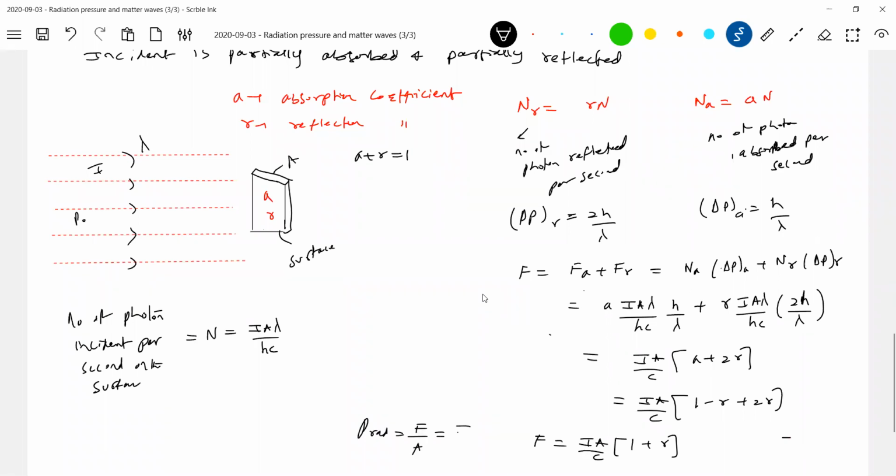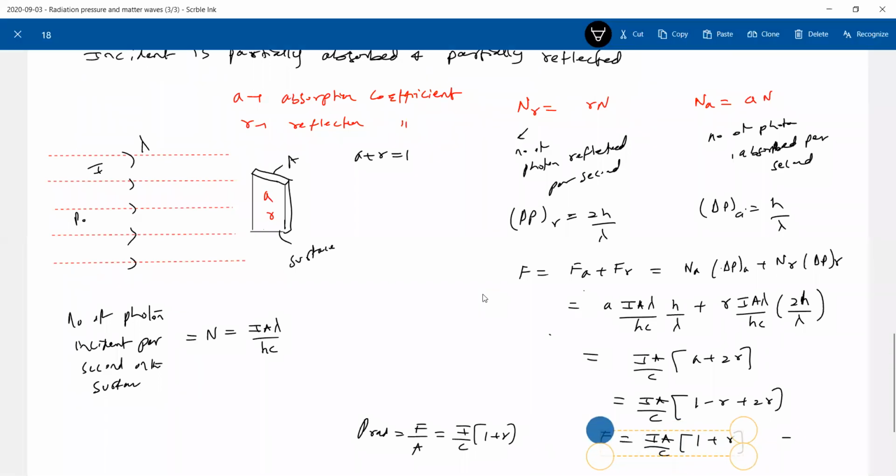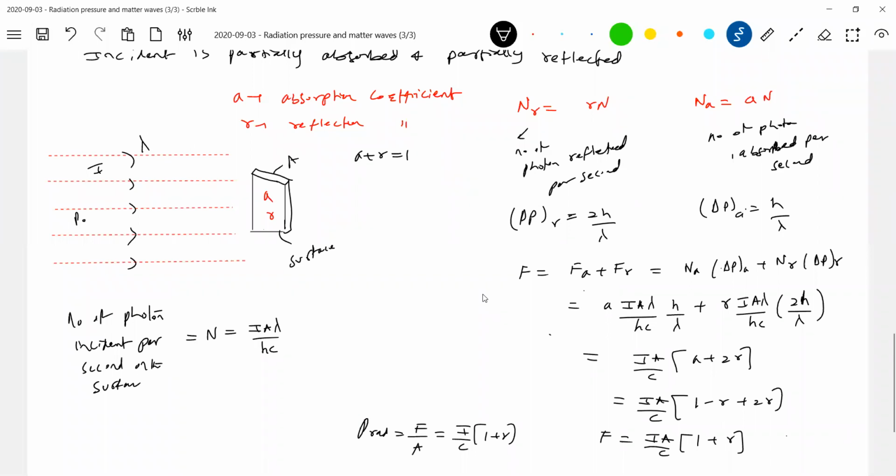F by A should be equal to I by C times (1 plus R). I think we can justify our answer. If it is a perfectly absorbing surface, then R will be 0 and A will be 1. If it is a perfectly reflecting surface, R will be 1, then what is the force exerted by the incident beam?